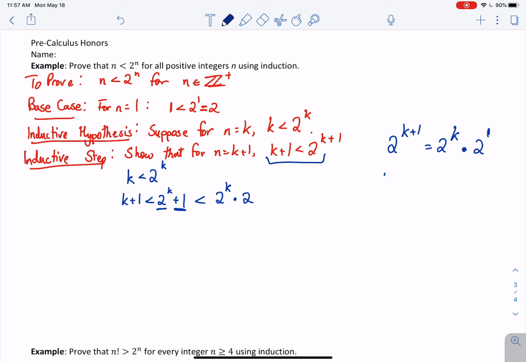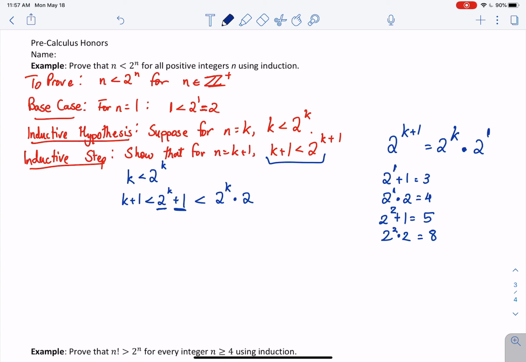If it was 2 raised to the 1 plus 1, that's 3. But 2 raised to the 1 times 2 is 4. Right? 2 squared plus 1, that's 5. But 2 squared times 2, that's 8. So multiplying by a number bigger than 1 makes things bigger than just adding 1. And so that's using some number sense logic.